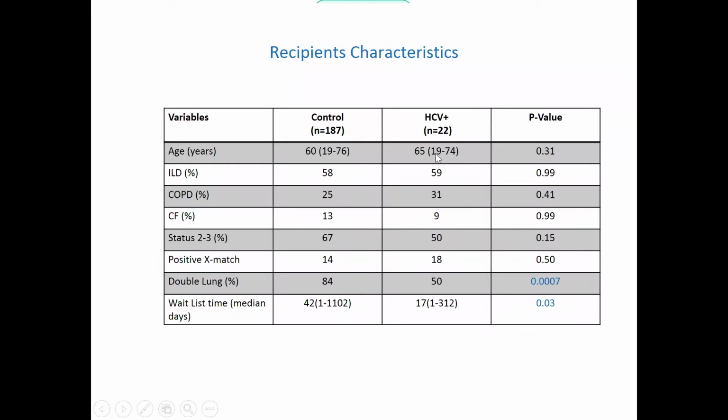The rest of it was all pretty comparable, except we did a few more single lung transplants with the Hep C organs, because many of these were ILD patients or COPD patients who could get a single lung transplant. The other interesting thing is if you look at the median wait time, if you agree to get a Hep C positive organ, you generally end up getting an organ sooner. So the median wait time for an organ was only 17 days for those who agreed to get a Hep C positive organ.